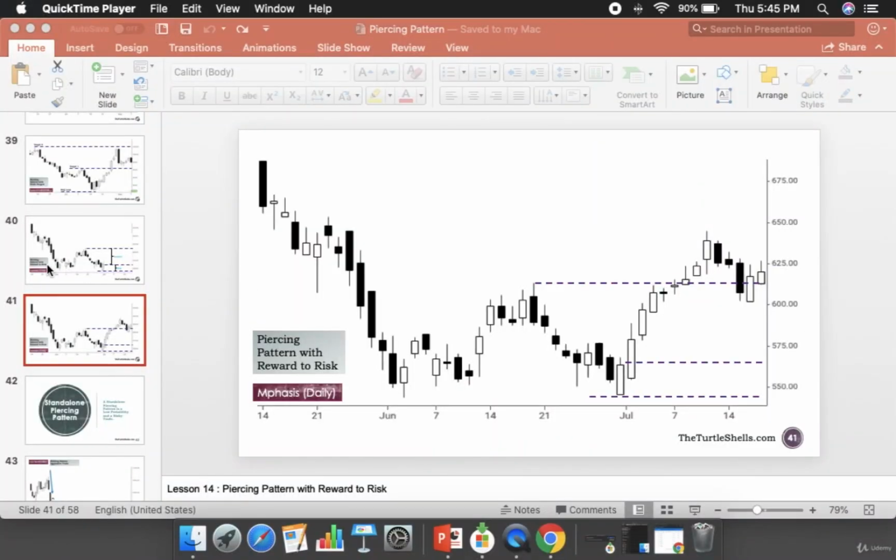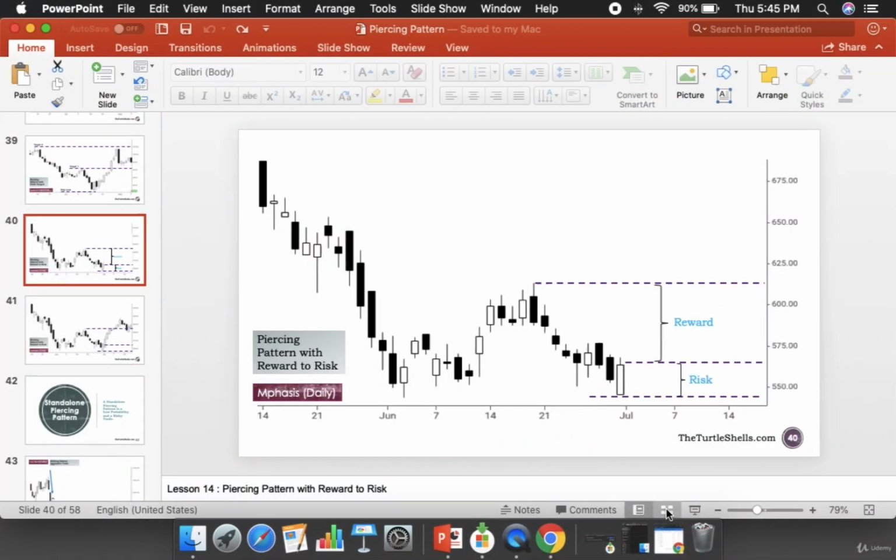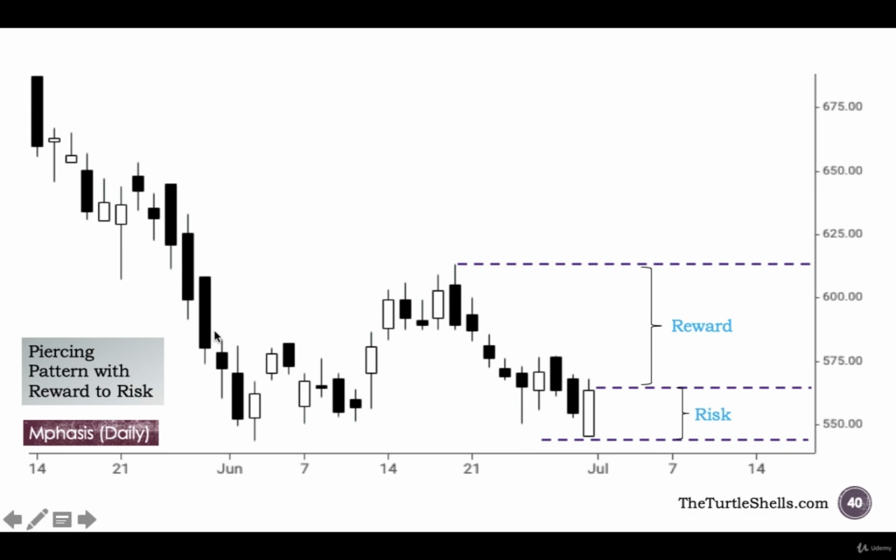Alright, now let us look at how we set the reward to risk and whether we should take trades based on the reward to risk. So this is the kind of pattern or trade setup that I like the most. This is a daily time frame chart. This is emphasis. So a long downtrend here. And you have a piercing pattern, a perfect piercing pattern because it's coming after a downtrend. The opening is below the low of the prior black candle.